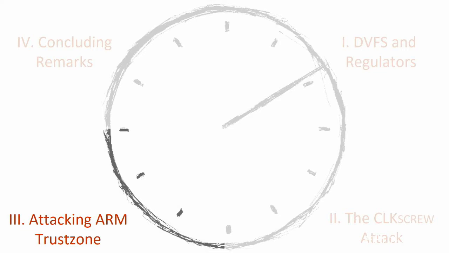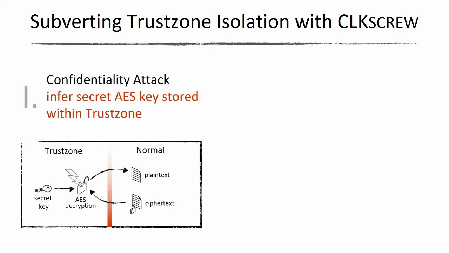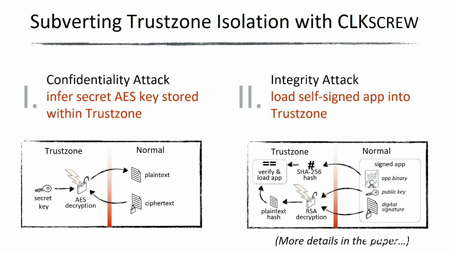With a general attack architecture here, we proceed to attack the two security guarantees of ARM TrustZone. We explore two attacks in our work. So in the first attack, we break the confidentiality by inferring the secret AES key that is being stored within TrustZone. Usually with TrustZone, you shouldn't be able to grab or extract this kind of keys from outside TrustZone. And in the second attack, we show how Corkscrew can trick TrustZone into loading a self-signed application. So in the interest of time, we will only describe the first attack. Please refer to our USENIX paper for more details on the second attack.